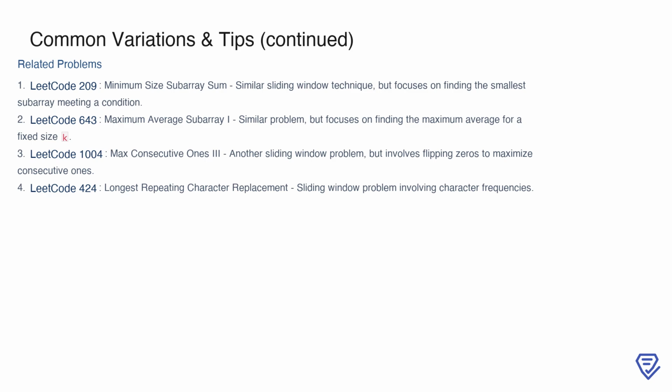LeetCode 1004, Max Consecutive Ones III, uses the sliding window approach to maximize consecutive ones by flipping zeros. Lastly, LeetCode 424, Longest Repeating Character Replacement, applies sliding windows in the context of character frequency analysis. Practicing these related problems will help you solidify your understanding of the sliding window technique and see how it can be adapted to different scenarios.